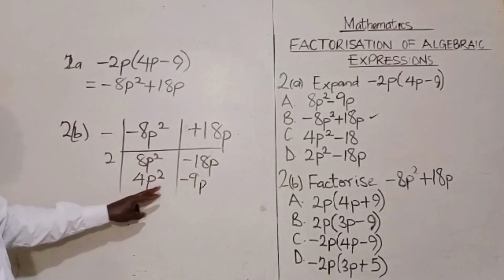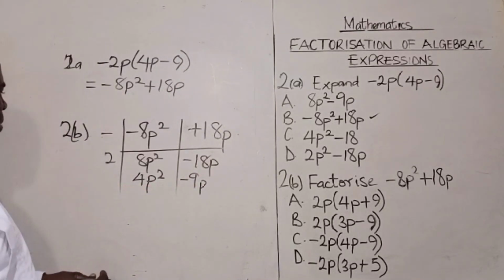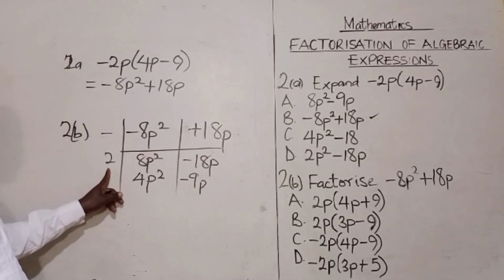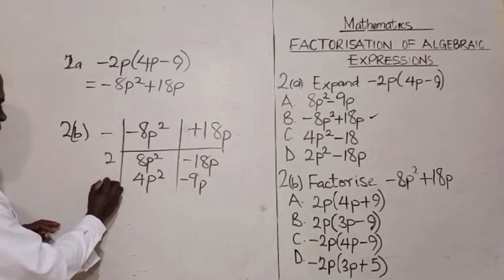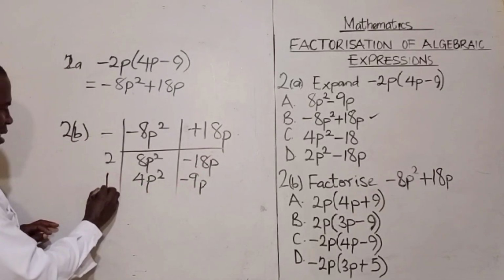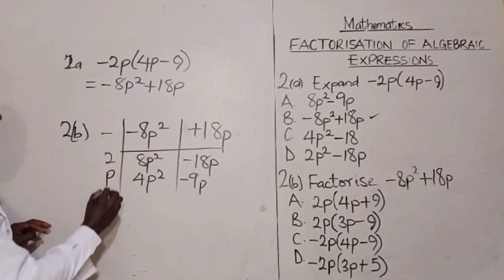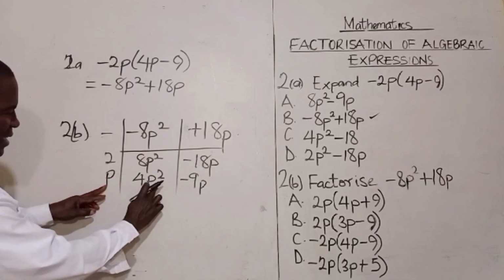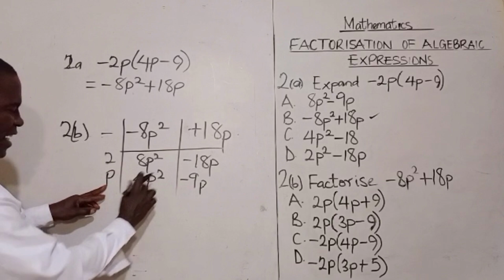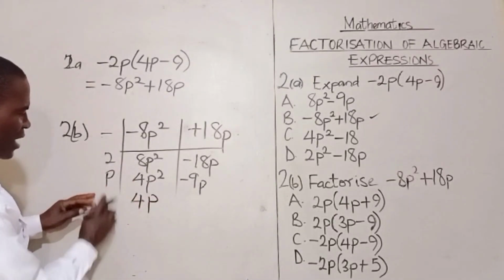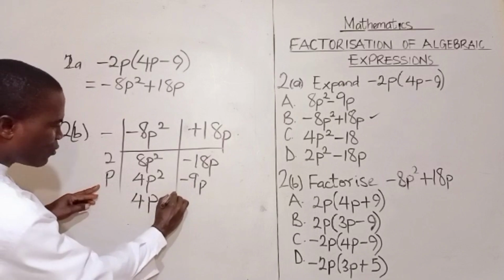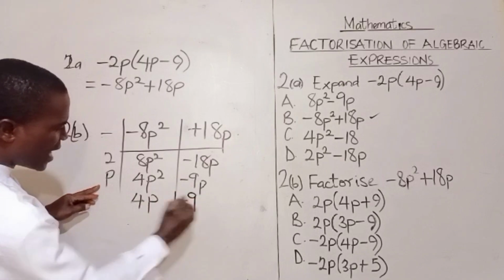Then again, is there anything else that is still common between them? We notice 2 is no longer common, 4 is not common, 3 is not common. The only thing that is still common is the letter P. Now, P goes inside here, that is, we are going to have 4p. Then P goes inside here, we are going to have minus 9.